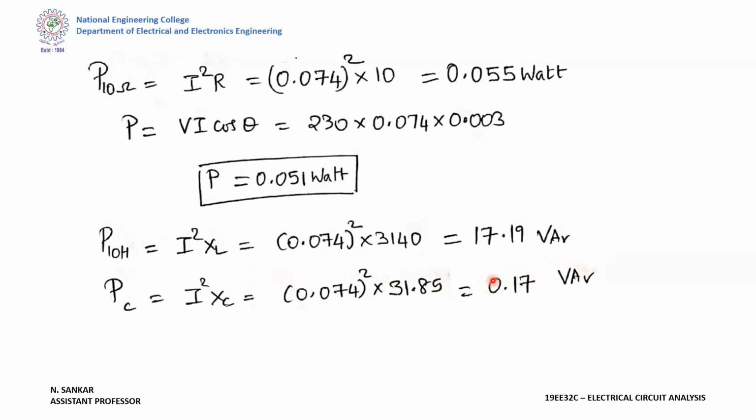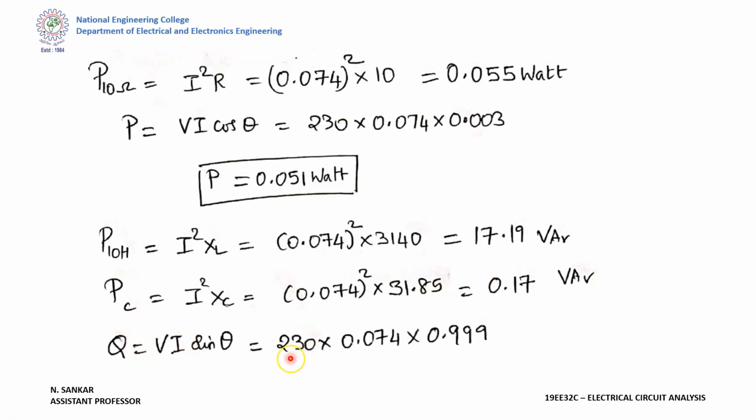Okay, so if you want to calculate the reactive power, you can go for this one, VA sin theta, which is nothing but 230 into 0.074 into 0.999. So here the sin theta value is calculated from the value of cos theta. Here, from cos theta, just measure the value of theta, then substitute and find the sin theta value. Which is equal to 17 var.